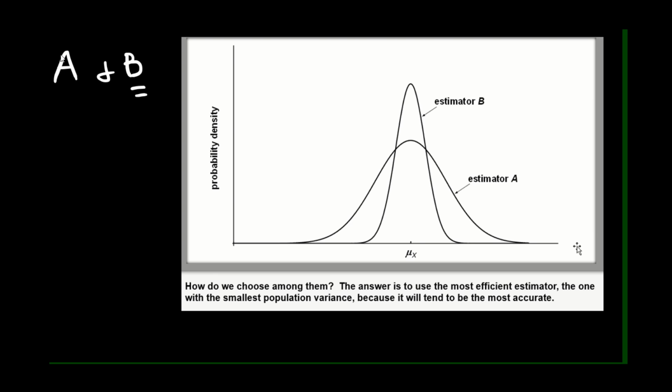So it's going to be the most accurate. And what we mean by accuracy is that it's going to be the most efficient, right? So when we have two estimators, both of which are unbiased, we prefer the one with lesser variance. So that was pretty straightforward. Now in this video, we're going to consider a different situation.